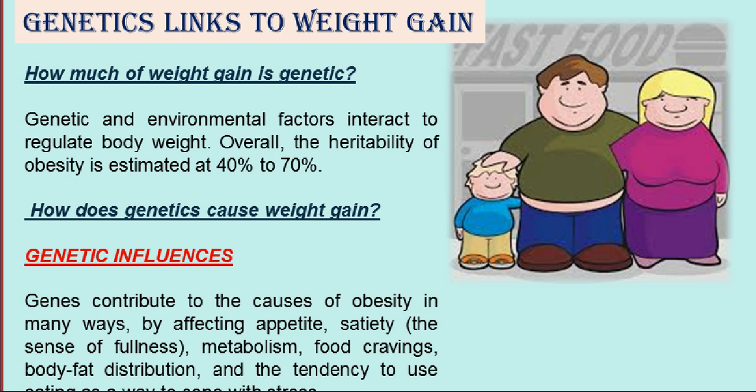This slide tells you about genetic links related to weight gain. Genetic and environmental factors interact to regulate body weight. Overall, the heritability of obesity is estimated at 40–70%. Genes contribute to the causes of obesity in many ways, by affecting appetite, satiety, the sense of fullness, metabolism, food cravings, body fat distribution, and the tendency to use eating as a way to cope with stress.